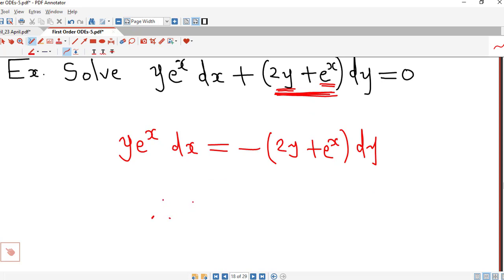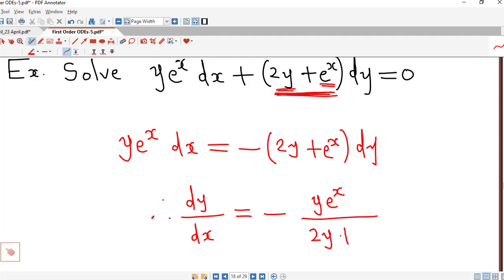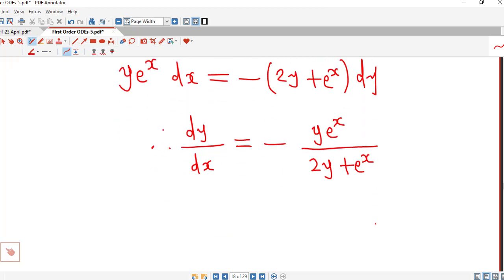So if I consider dy by dx, then I will have minus y times e raised to x over 2y plus e raised to x, and this is not linear if we consider y as dependent variable.